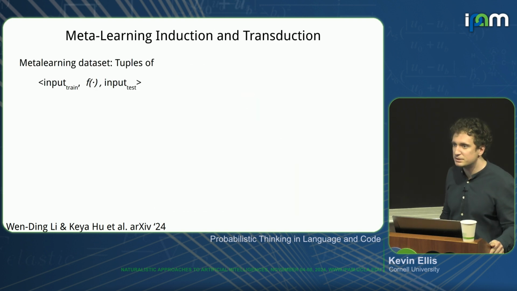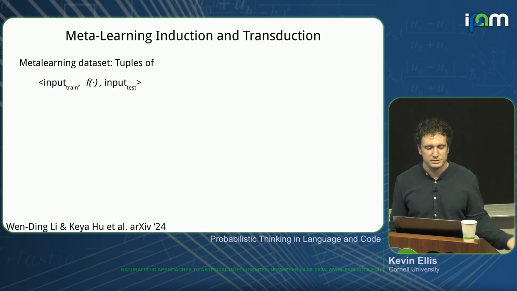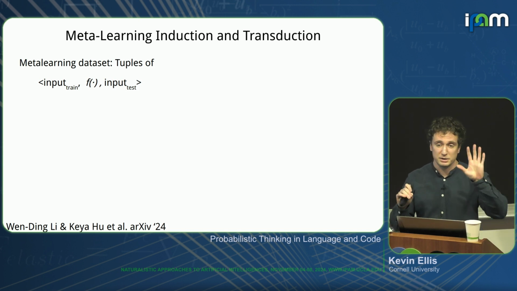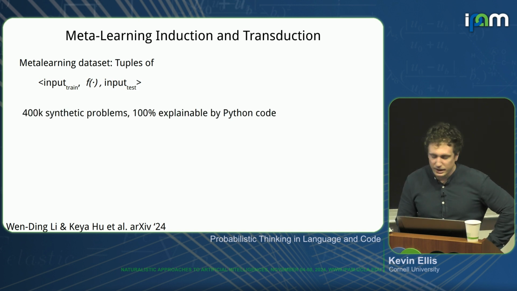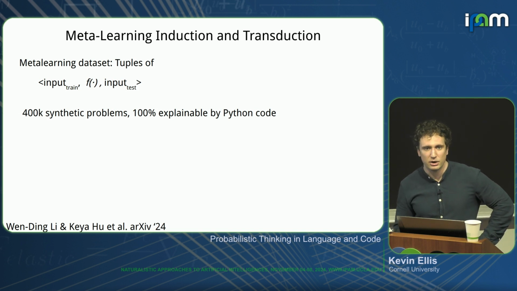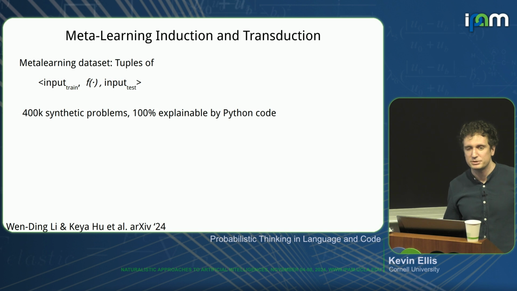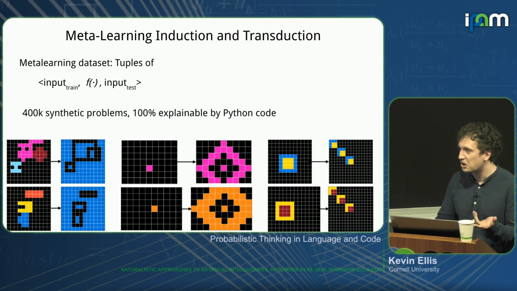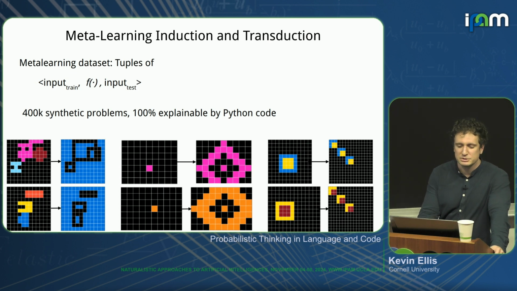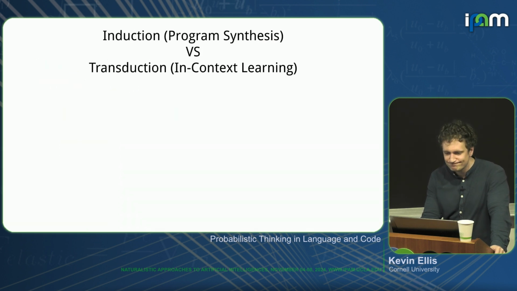To do that, we made a big meta-learning dataset of ARC-style problems, which said, here are some input grids, here's some Python code that maps the input grids to the output grids. We assembled about 400,000 synthetic ARC-style problems. All of them are solvable with Python, so we're never going to train our system on anything that cannot be solved in code. Here are examples of the kind of synthetic ARC-style problems. They're generally not quite as interesting as real ARC problems, but they're pretty close. So now we have this contest between these two approaches.